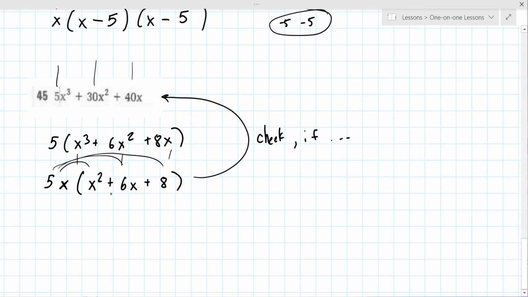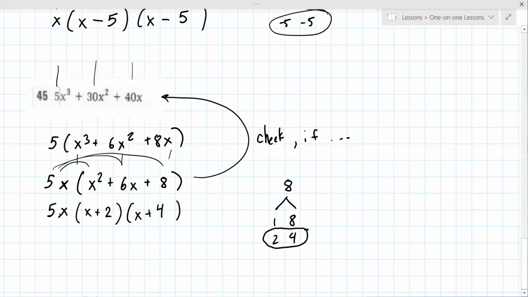So this is the plus case. That means it's going to be x plus something, x plus something. Two numbers that multiply to 8 but add up to 6. So this could be 1 and 8, 2 and 4, and that's it. Do either of these add up to 6? Yes, this one does. So that's where the 2 goes, that's where the 4 goes. 5x.